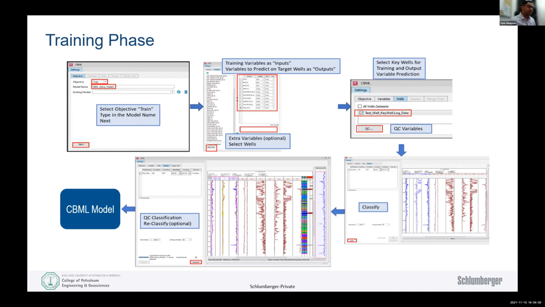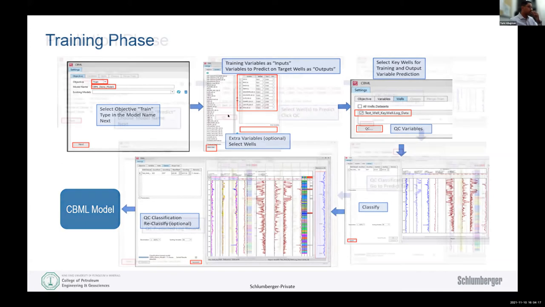And then there is the reverse model that goes into the inputs and gives us a reconstruction of these inputs with a reconstruction flag. This flag can be used as a QC method. Once we are happy with this model, we can move on to the prediction phase.